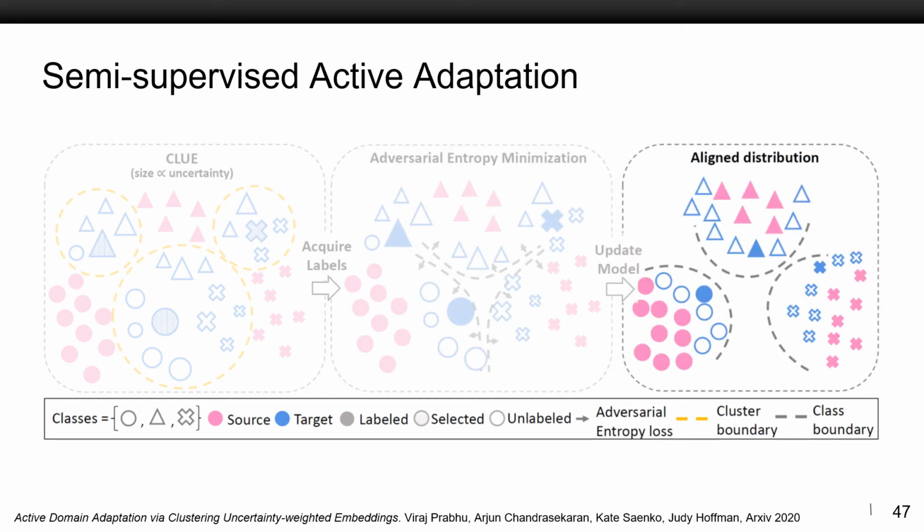And so after this, ideally we have a picture that looks like this, where the blue and the pink points have been more or less aligned. And now we can repeat this process and ask the user for more labels, and then go back to the first step and then the second step and keep iterating.